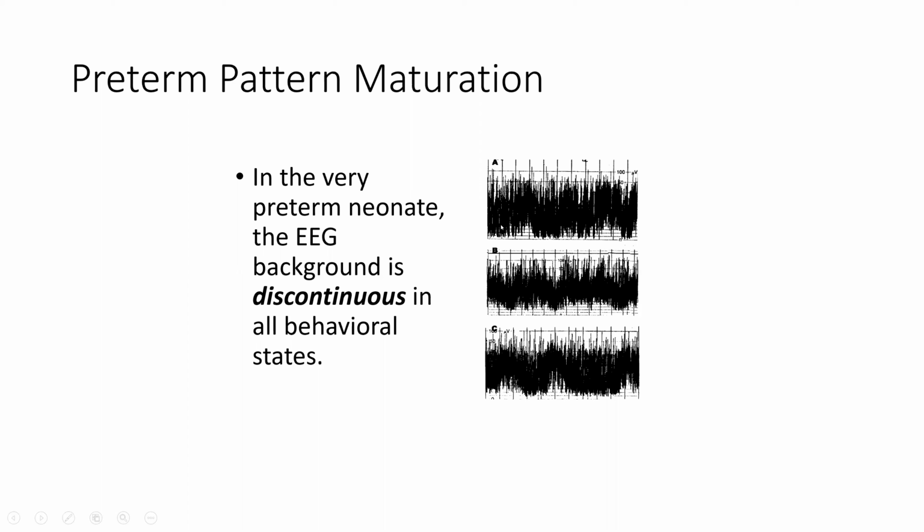So we want to think about what is expected for age, and then we want to think about what we see on the aEEG. Because these are preterms, these aren't ill brain EEGs, these are maturing aEEGs. I don't want to confuse the issue too much, but just to say that discontinuous is normal in every behavioral state for the very preterm baby.